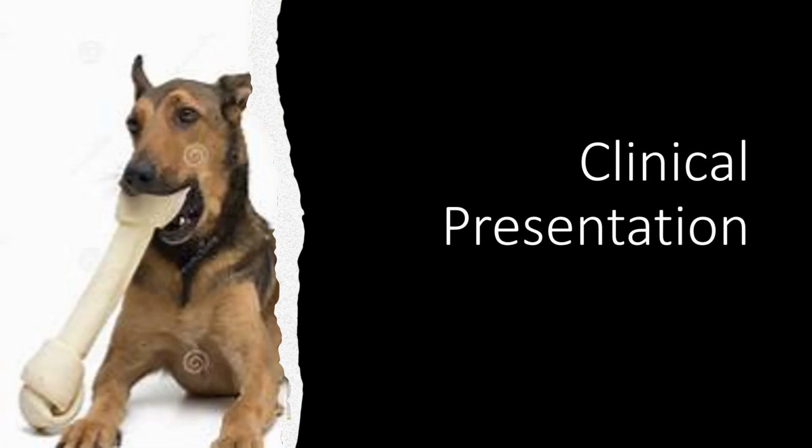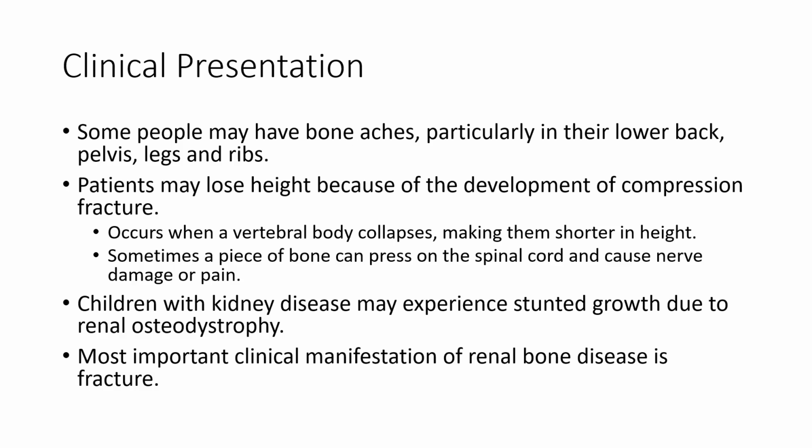Okay, let's now turn our attention to the clinical presentation of renal osteodystrophy. Patients may present with bone aches, particularly in their lower back, their pelvis, their legs, or their ribs. Patients may lose height because of the development of compression fractures. Compression fractures occur when a vertebral body collapses, making them shorter in height, and sometimes a piece of bone can press on the spinal cord and cause nerve damage or pain.